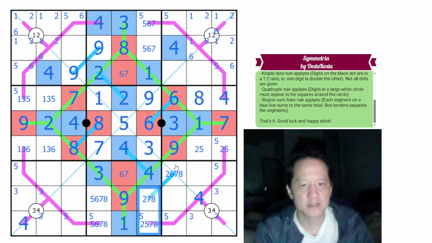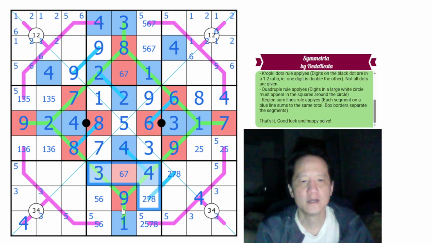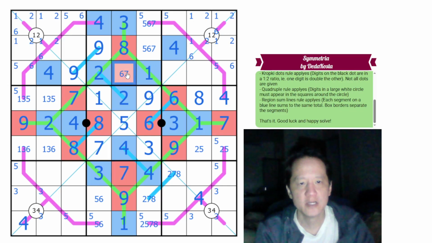These can't be 6. So this can't be 6 because of this 6. I forgot to delete that anyways. This can't be 7 or 8. So we have a 5, 6, 5, 6 pair in box 8, which eliminates 5 and 6 in the rest of the box. Therefore, this can't be 6. This has to be 7, which forces this to be 6. Neither of these can be 6 then.